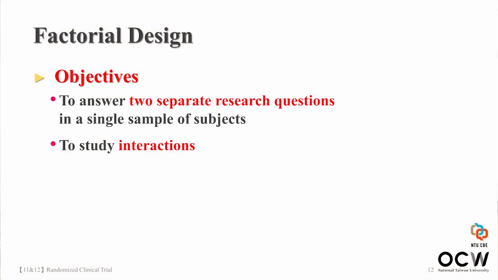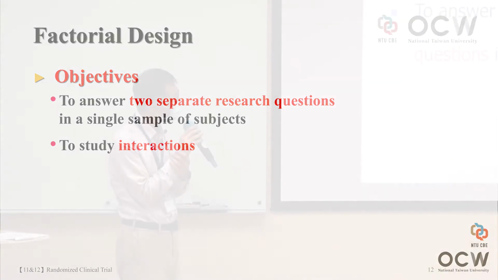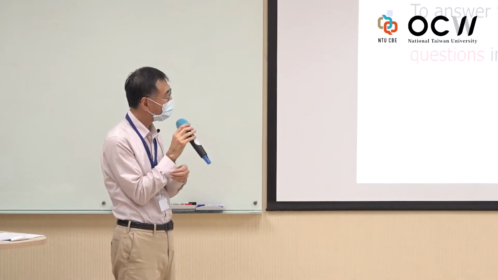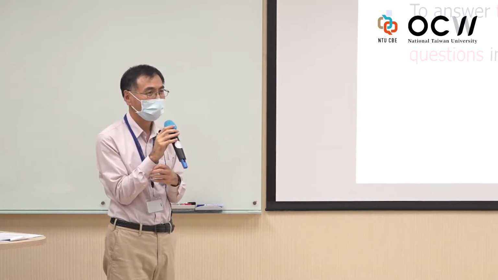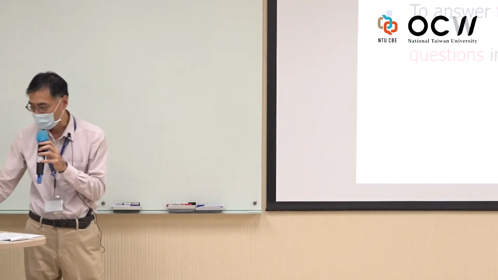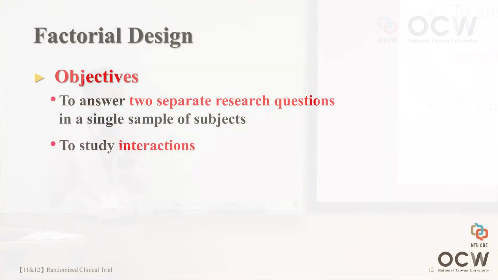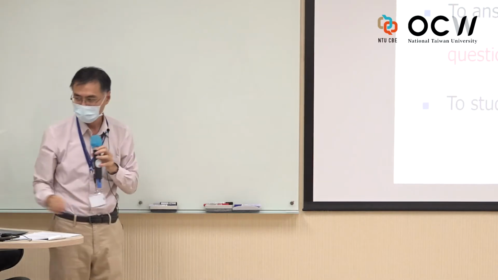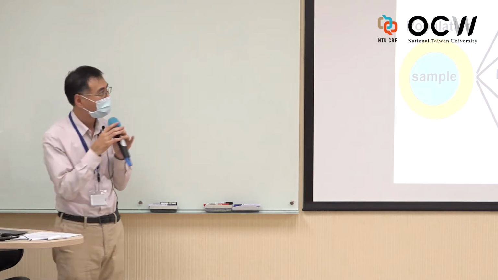The objective is to answer two separate research questions. How? In a single sample of subjects, because we could allocate or assign two different interventions in one sample like this. And the purpose is to study interaction. I'll show you why. Factorial design, do you know factorial?